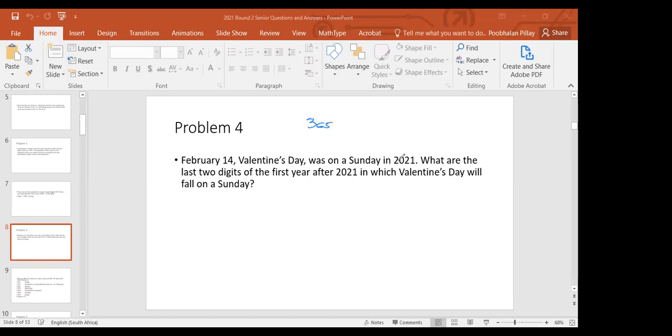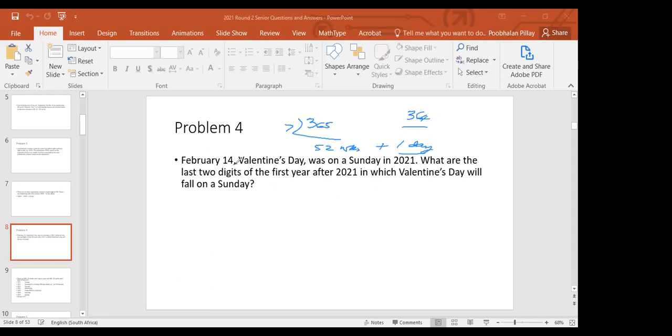So the Sundays will fall after every 7 days. From this point, if you add 7 days, you'll get a Sunday. So you have to keep adding 7 days until you hit the next Valentine's Day. So let's see how many 7-day weeks there are in a year. If you divide this, you get 52 weeks, as we know, that's in a year. But you have 1 day extra, because 364 is 52 times 7.